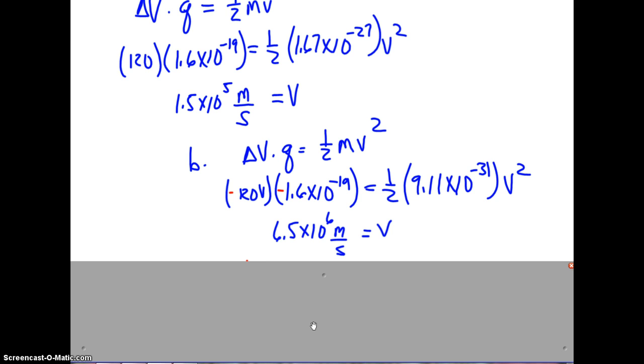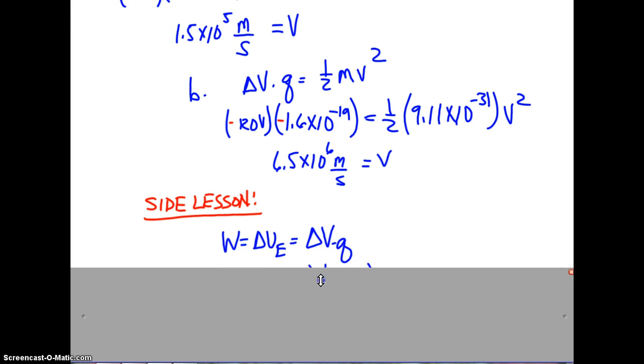So we see that an electron would be accelerated to a greater speed than the proton would, and this makes sense under the same potential difference because the proton is nearly 1,000 times more massive than an electron, so it should have less speed.